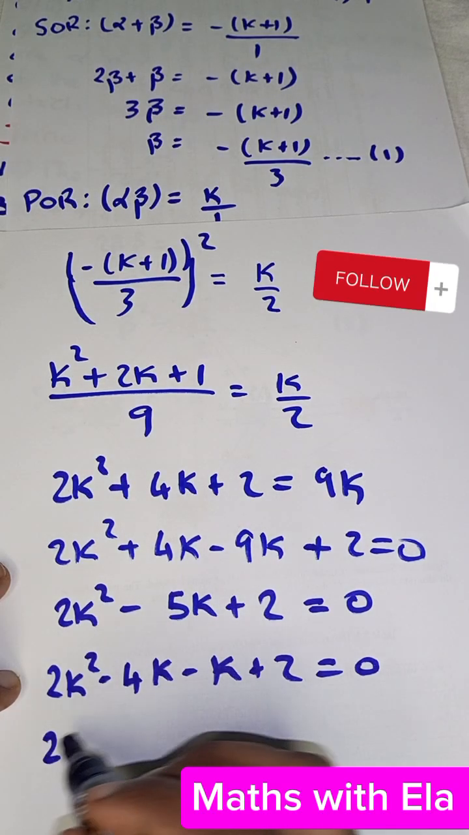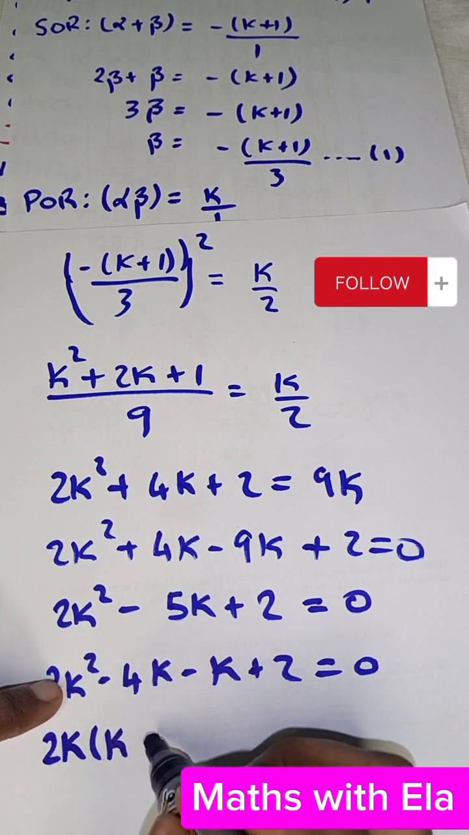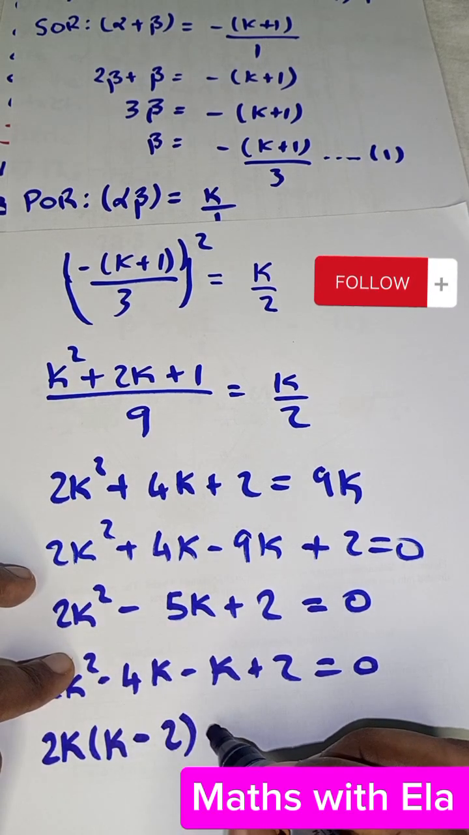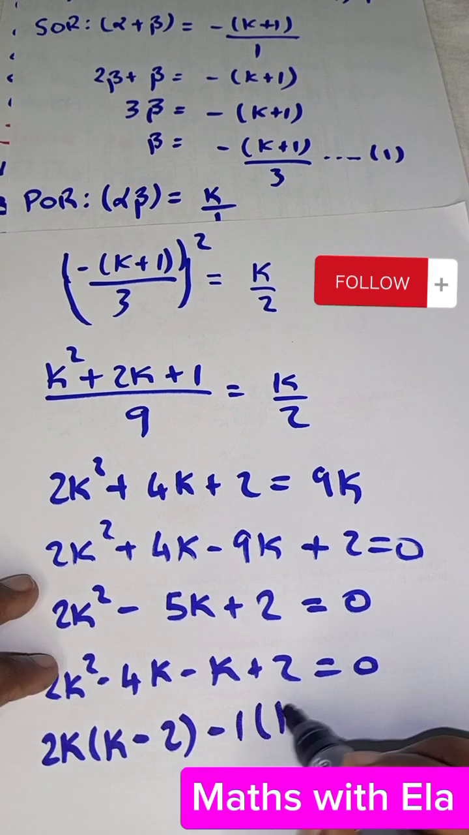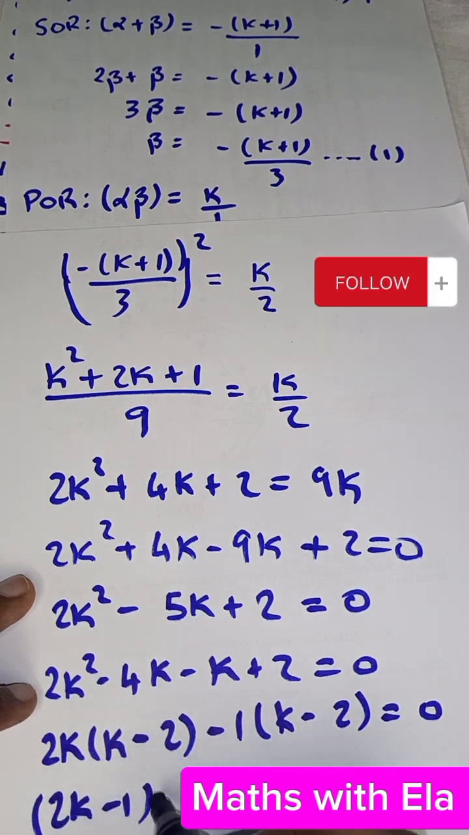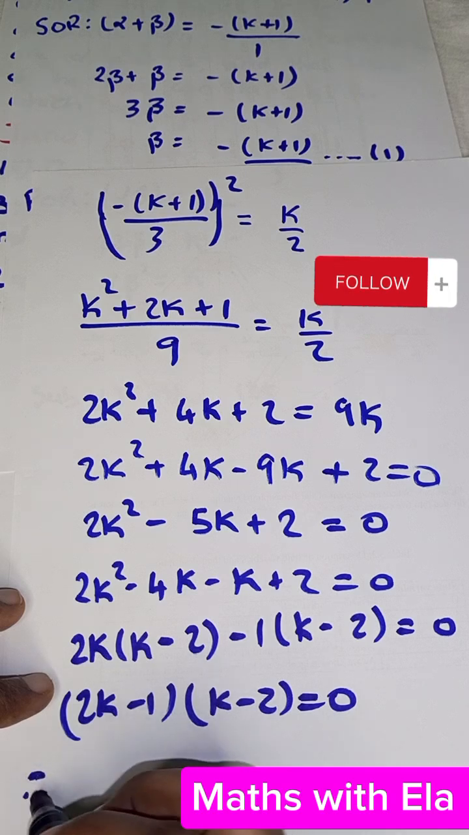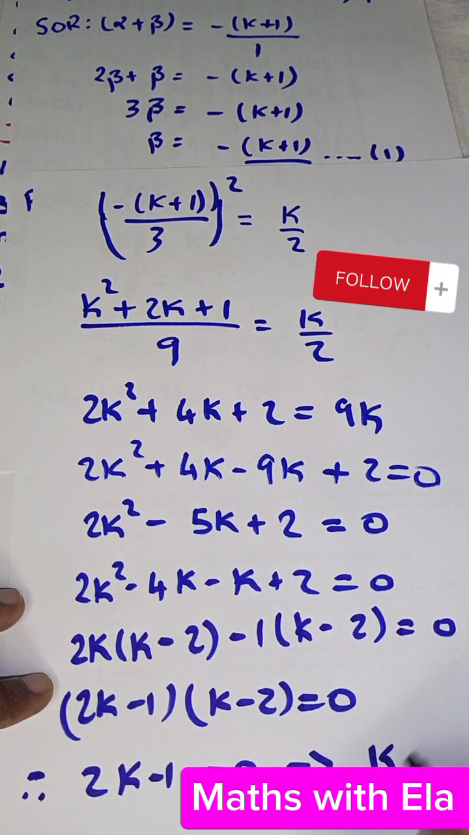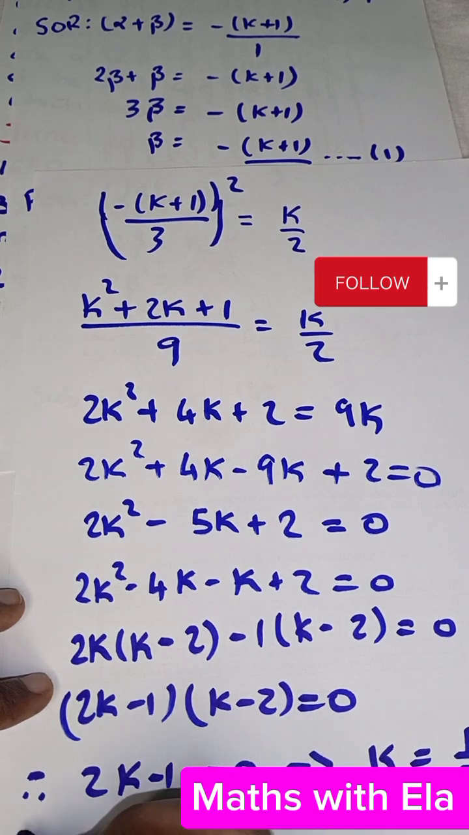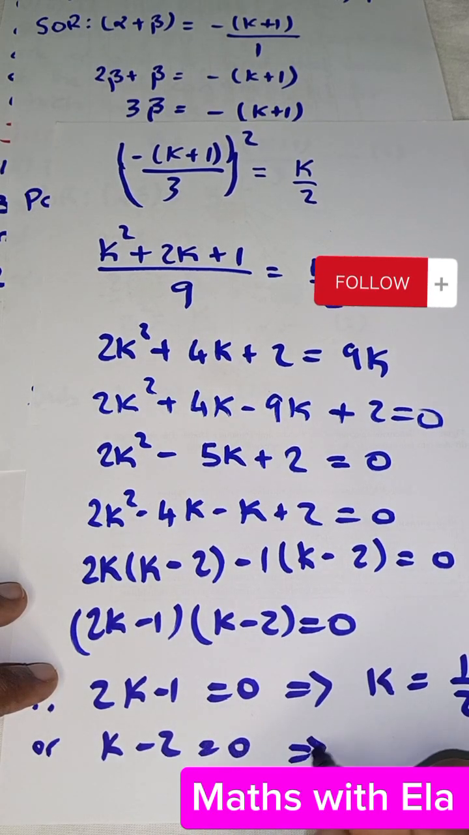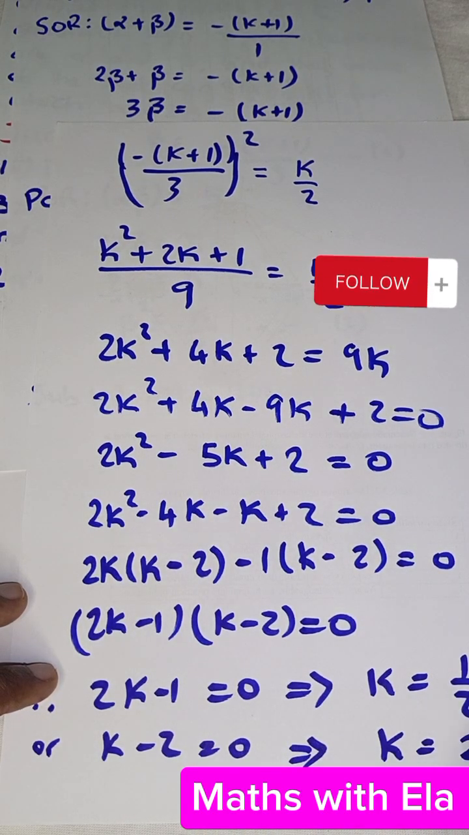So we factor out 2k here. We'll be left with k minus 2. And here we factor out negative 1. We're left with k minus 2 equals 0. So we have (2k minus 1) into (k minus 2) is equal to 0. Therefore, either 2k minus 1 equals 0, implying that k is equal to a half, or k minus 2 equals 0, implying that k is equal to 2.